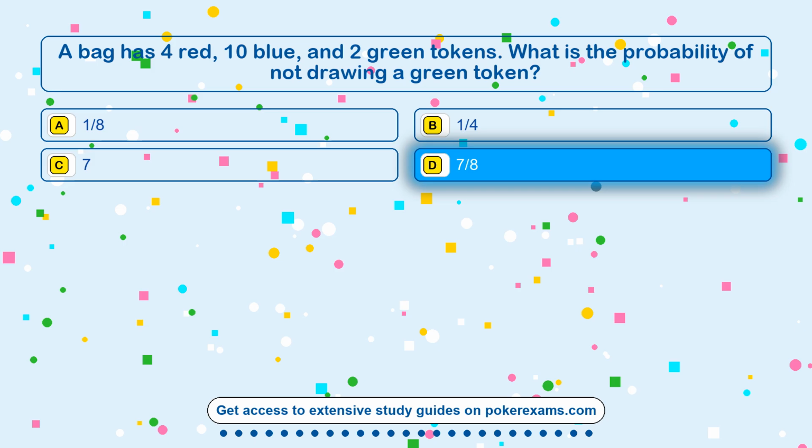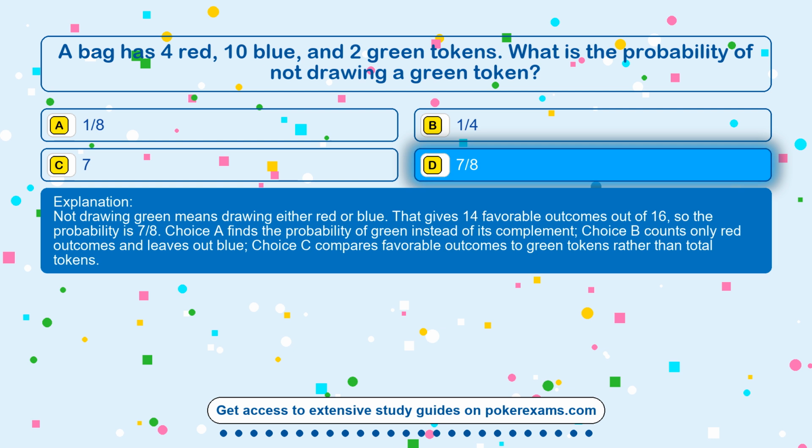The correct answer is option D, 7/8. Not drawing green means drawing either red or blue. That gives 14 favorable outcomes out of 16, so the probability is 7/8. Choice A finds the probability of green instead of its complement, choice B counts only red outcomes and leaves out blue, choice C compares favorable outcomes to green tokens rather than total tokens.